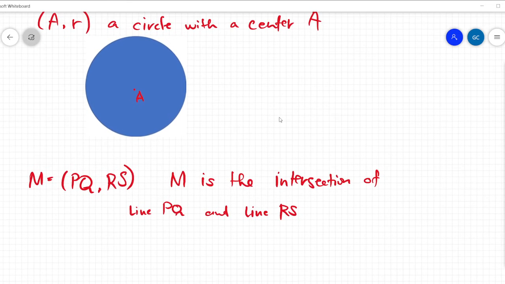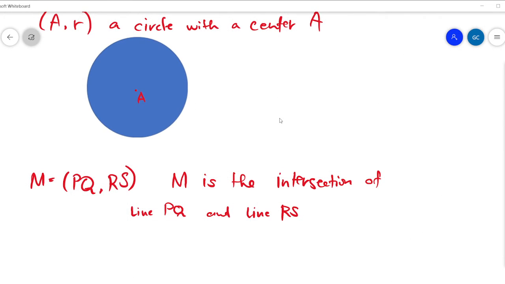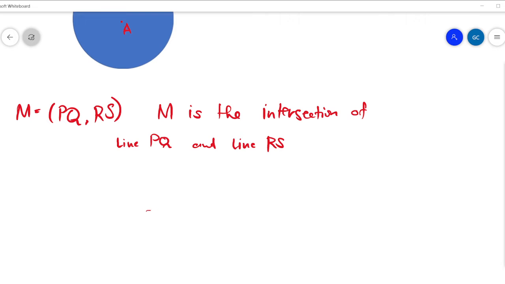Okay, and if we have, let's say here, M equal or any other letter, let's say M equal PQ, RS, it is just the intersection of two lines. So for the illustration of the last notation, if we have line PQ, this just signifies that this is a line segment whose endpoints are P and Q, and we also have RS. Where can we find M? M is just the intersection of those two line segments. Okay?